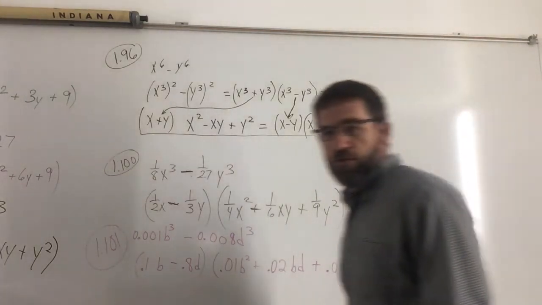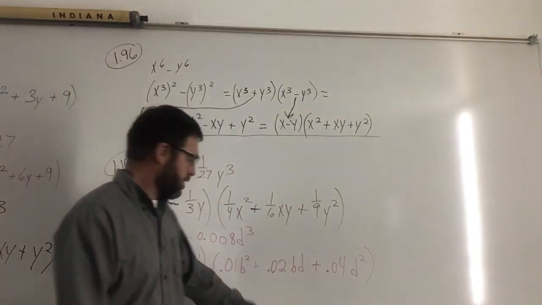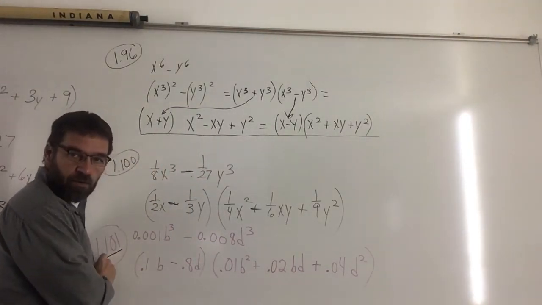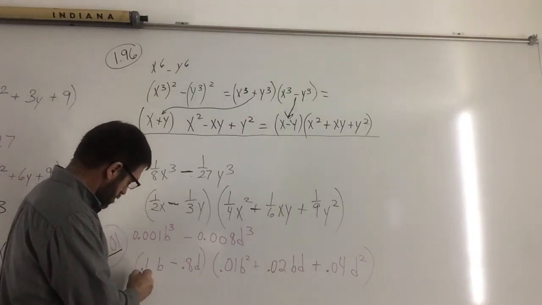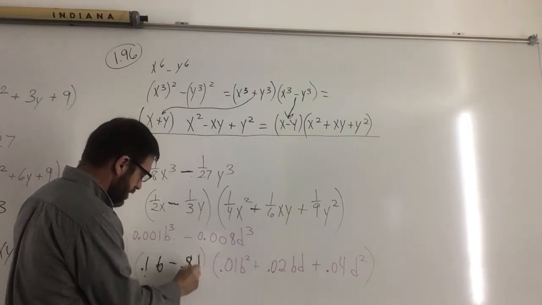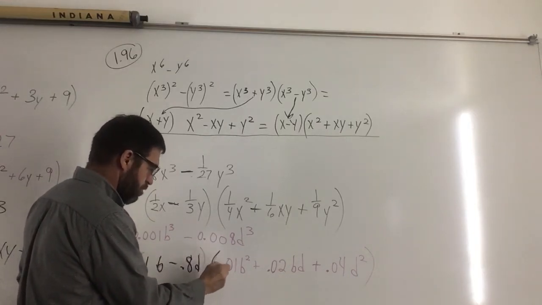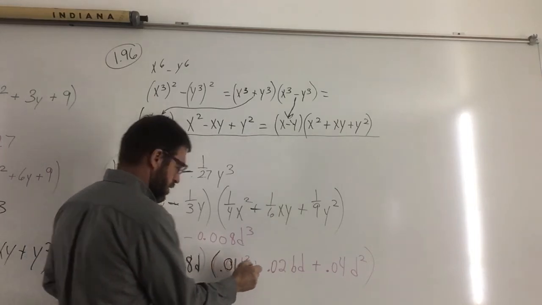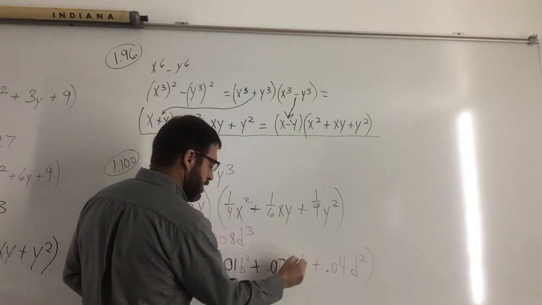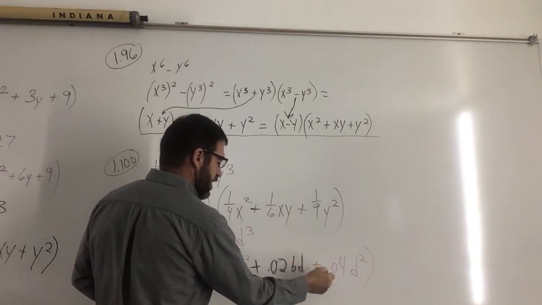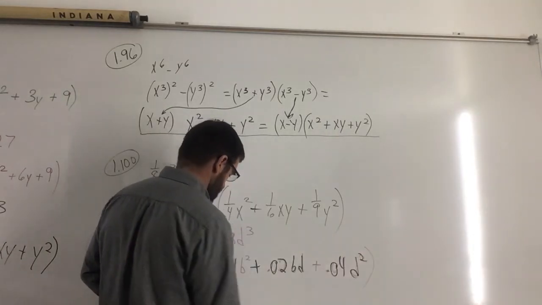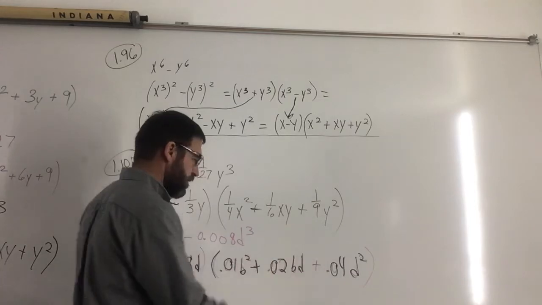I'm standing in the shadow of your light. There we go. This is your answer for this guy right here. 0.1B, negative 0.8D. Again, 0.01 plus 0.2 BD, and square the last term, 0.04 D squared. Oh, I forgot B squared.